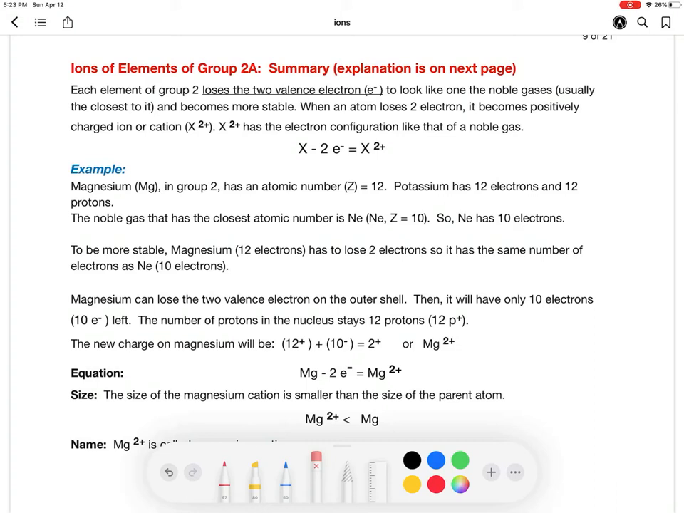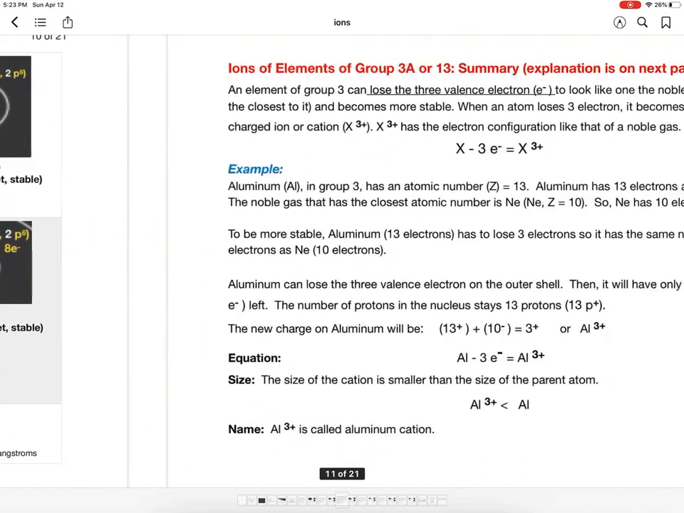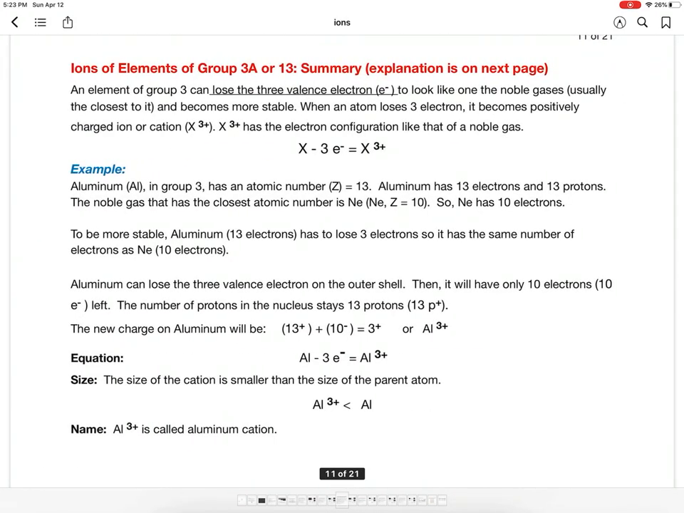Okay, and here I discussed that group 2 loses 2 electrons and becomes 2 positive charge, again 2 positive charge. This is also an example. I gave you magnesium as an example, so please read it.